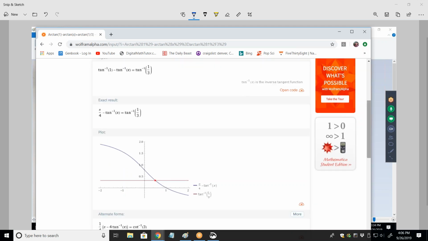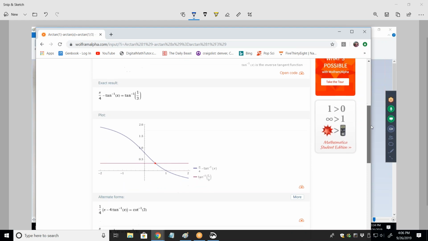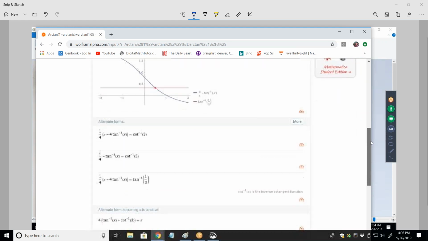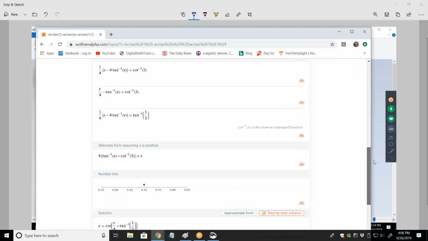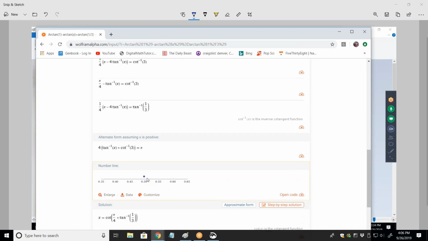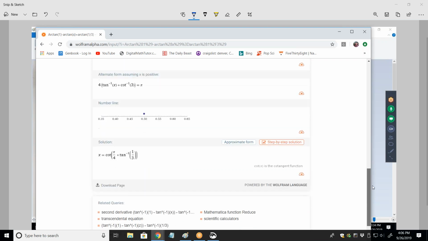However, let me scroll down, and that's not the answer it gives. In fact, it does not give you an answer. On the number line, I can't tell. That looks awfully close to 0.5. In fact, probably is 0.5. Why they don't give that as an answer, I don't know.